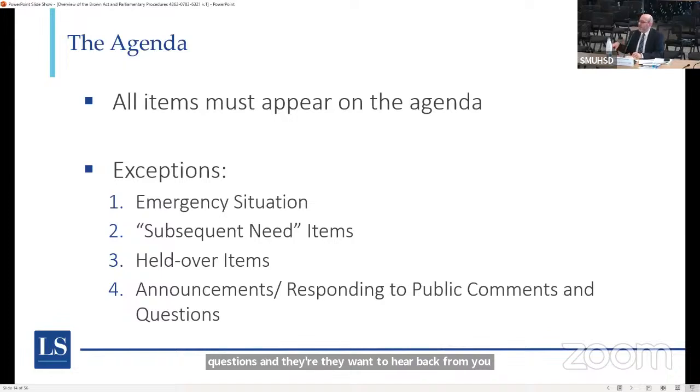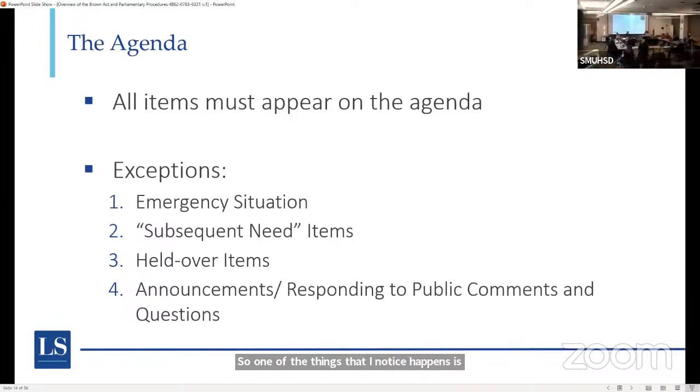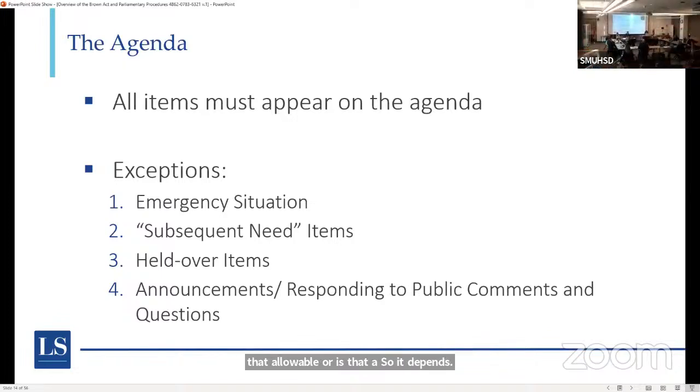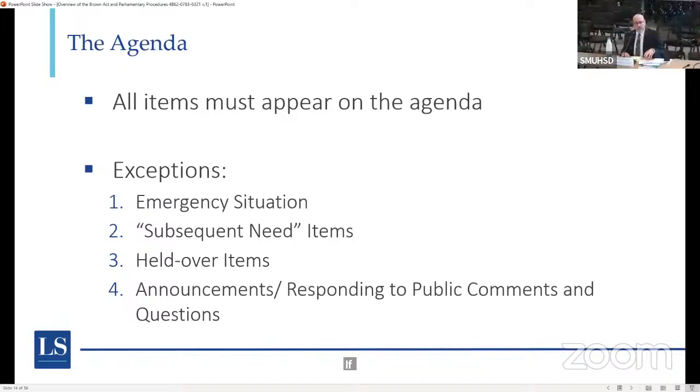But it's important to understand if the item doesn't appear on the agenda, the board cannot discuss it at that meeting. So one of the things that I notice happens is there's a non-agenda item comment, and then a board member talks about it in their public comments section, you know, their governing board statement. Is that allowable or is that a Brown Act violation? So it depends. It really depends on the circumstances, but if it's clearly a response to that and you're now going into the substance of something, that becomes problematic.